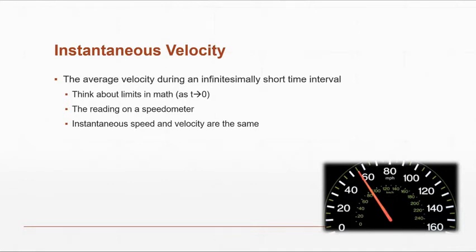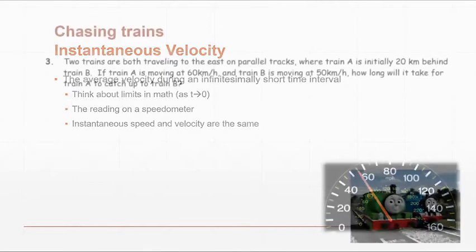When you're driving, you have what's called your average velocity. Your instantaneous velocity is at an infinitesimally short time interval. So that is your velocity at an instant. Your instantaneous velocity and your instantaneous speed are going to be the same. This is like your reading on a speedometer. So you're going to see terms like instantaneous velocity, and that's how fast you're going at an instant.